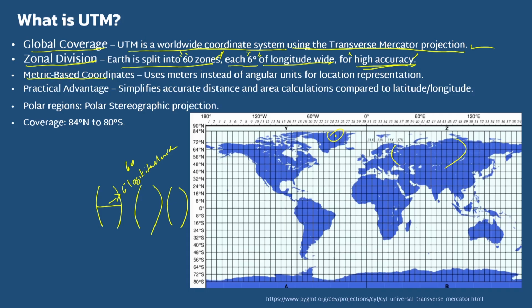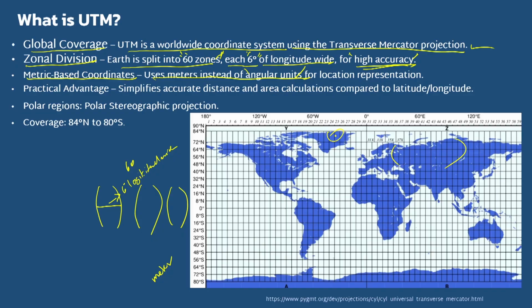Again, a metric-based coordinate system uses meters instead of angular units. Metric means we are arriving at the numbers in meters, whereas if you go with angular units, it will be degrees, minutes, seconds. The advantage of metric is that easily we can go for calculation, easily we can go for measurement, easily we can go for area calculation. So, that is the advantage of metric-based coordinates.